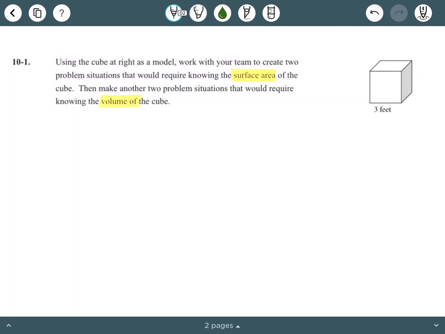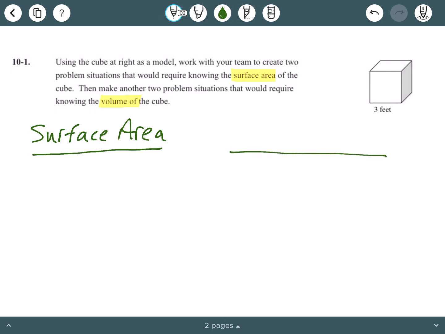All right, so first of all, let's talk surface area. So surface area is the area of all of the sides on the cube. So how many sides do we have on a cube? We have 6 sides. So why would we need to know the surface area? What would 2 reasons be? And then the volume, of course, is going to be how much can we fit inside of this cube.